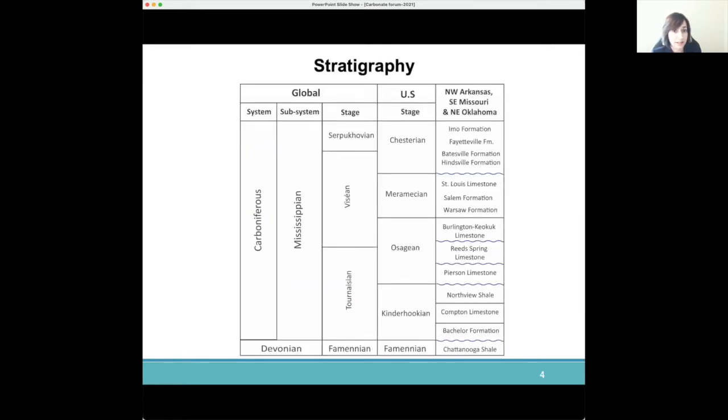The Mississippian in the United States is divided into four stages: Kinderhookian, Osagean, Meramecian, and Chesterian. My research covers all of these stages. However, we lack stratigraphic data to constrain the age, especially in central Oklahoma.